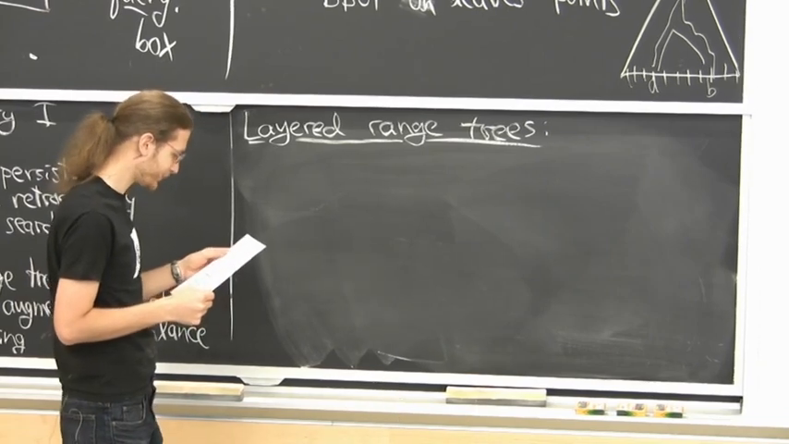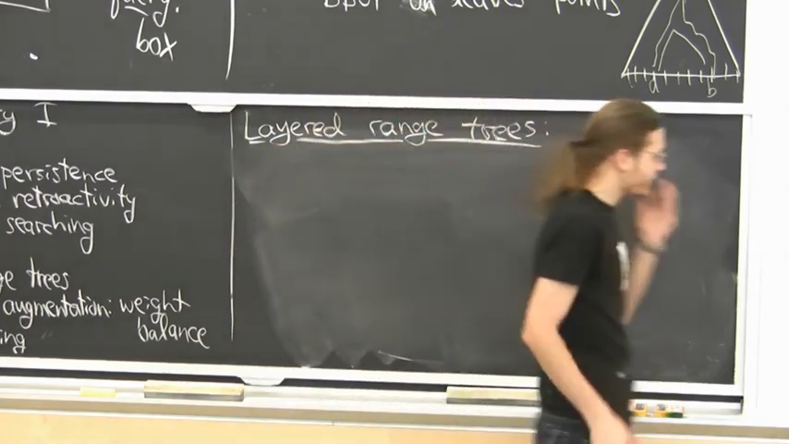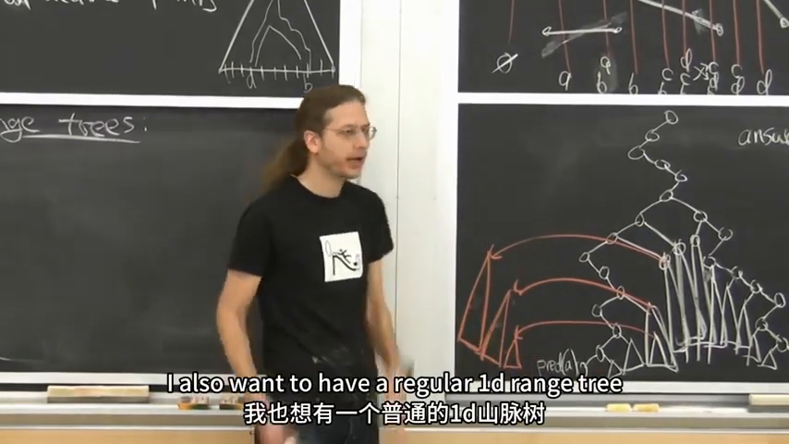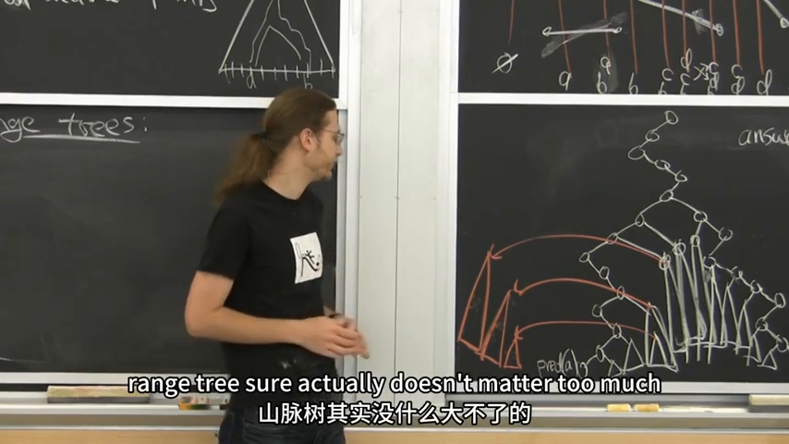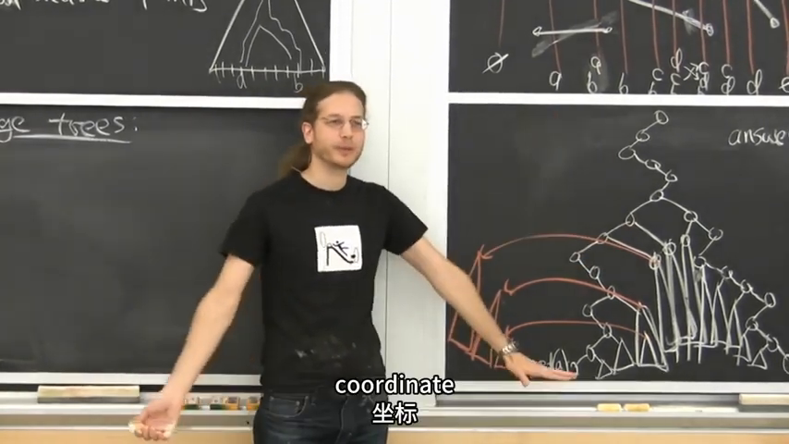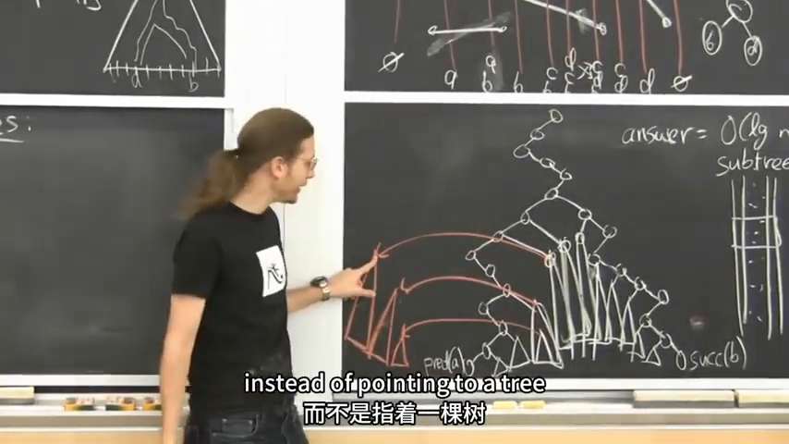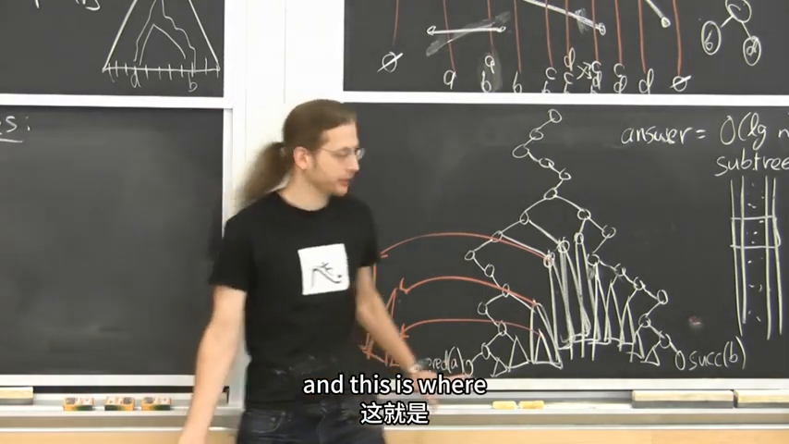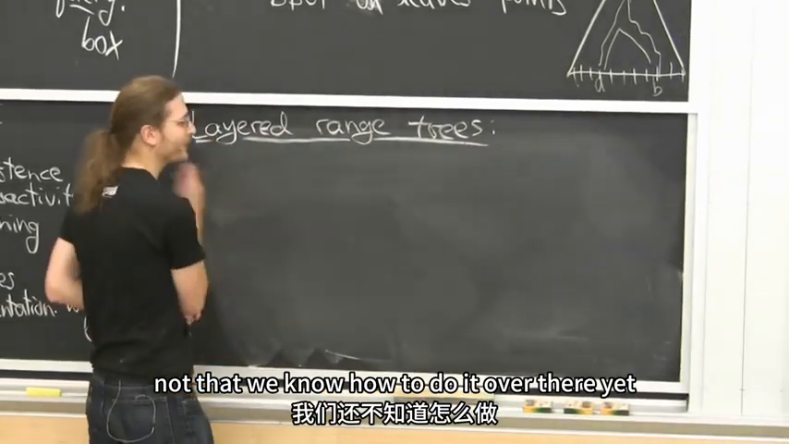So, fun stuff. This is where I want to change my notes. So, we're searching in x with a regular 1D range tree. I also want to have an array of all the items sorted by y coordinate. And we're going to simplify things here. Instead of pointing to a tree, I'm going to point to an array sorted by y. This is totally static. And this is where dynamic gets harder. Not that we know how to do it over there yet.